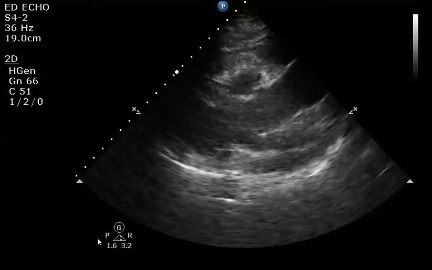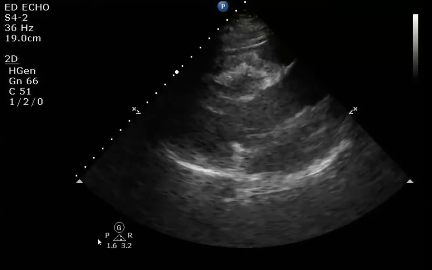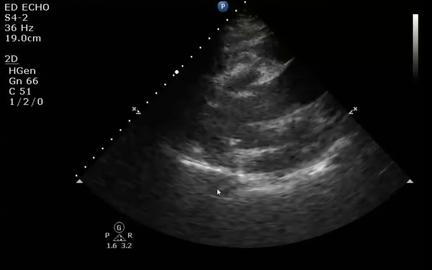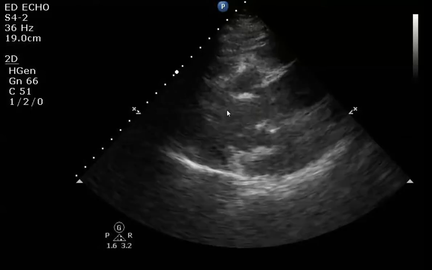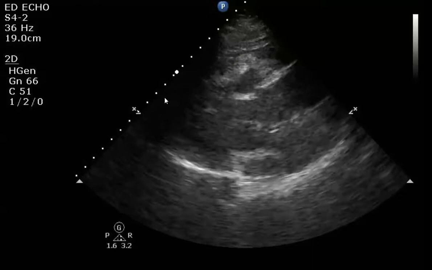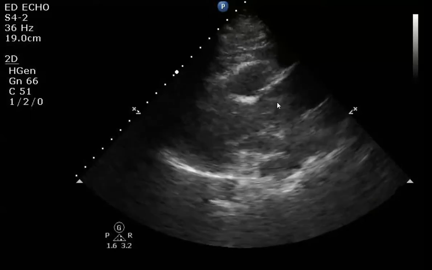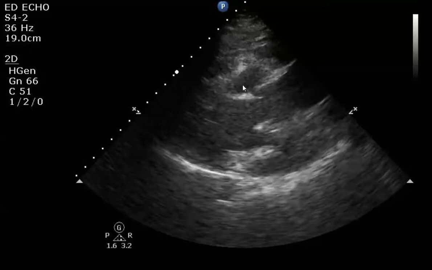So here's a great case to illustrate why we as ultrasound educators are always harping on people to get multiple views of the heart. And this is a parasternal long axis view. It's a difficult window, but we're able to make out the left ventricle, the mitral valve, left atrium, aortic valve, and aortic root. Here's the right ventricular outflow tract.